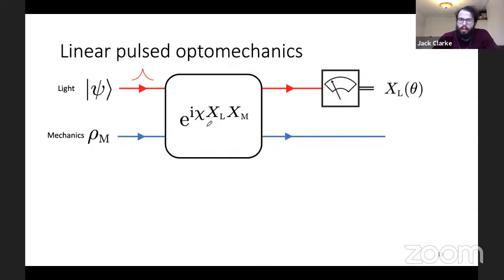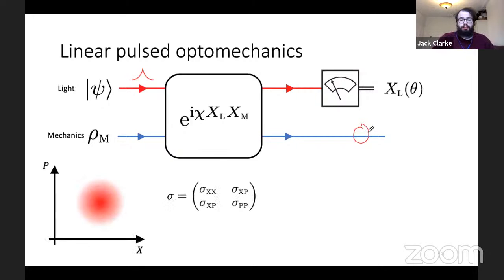Then, because this interaction is bilinear in these XL and XM operators, the output bipartite state here will also be Gaussian. And furthermore, we're going to consider measurements on the light field, which are essentially projections onto Gaussian states. So we're considering homodyne measurements. And in that case, the output state of the mechanics is Gaussian too.